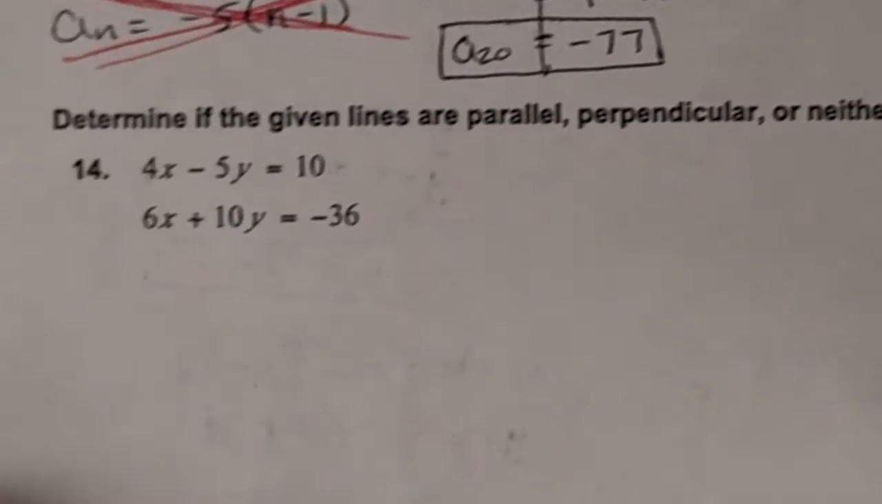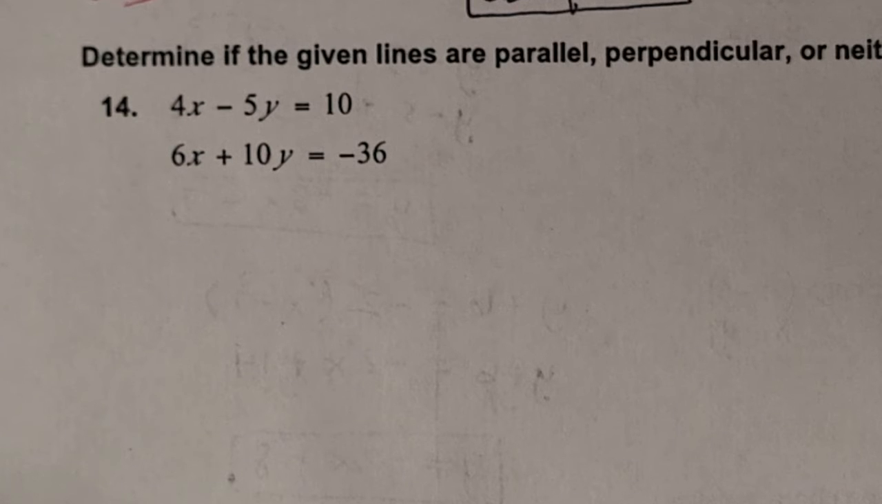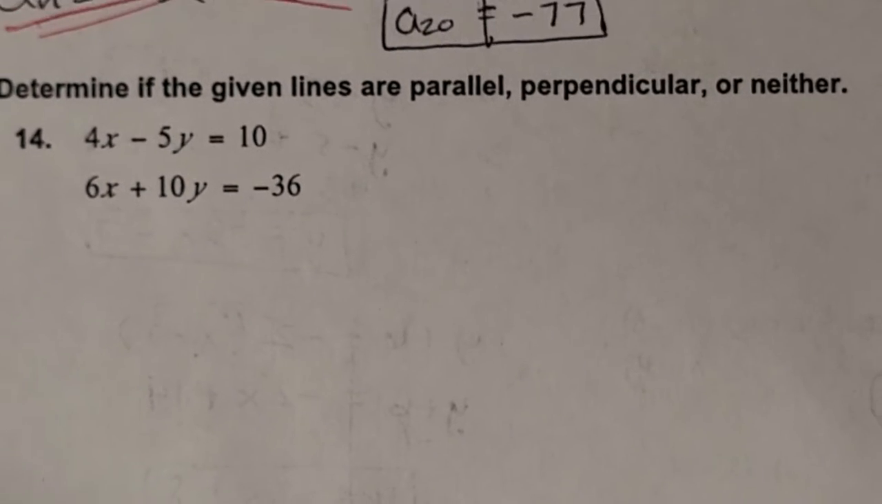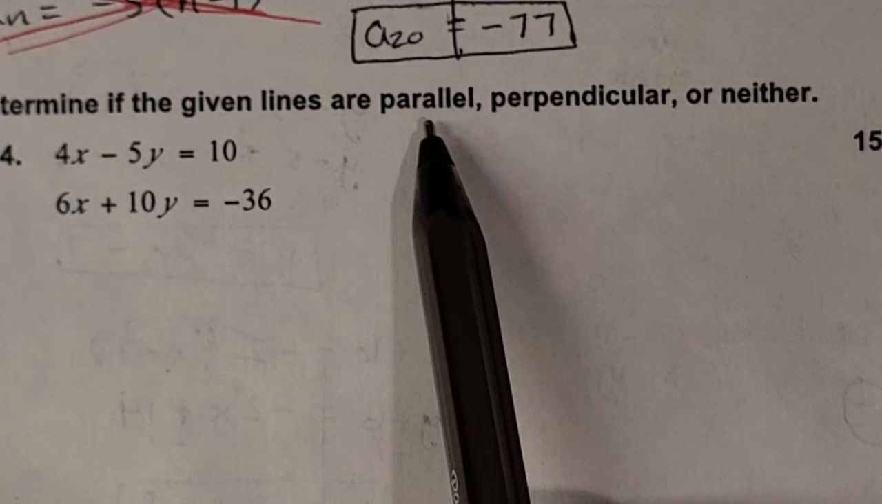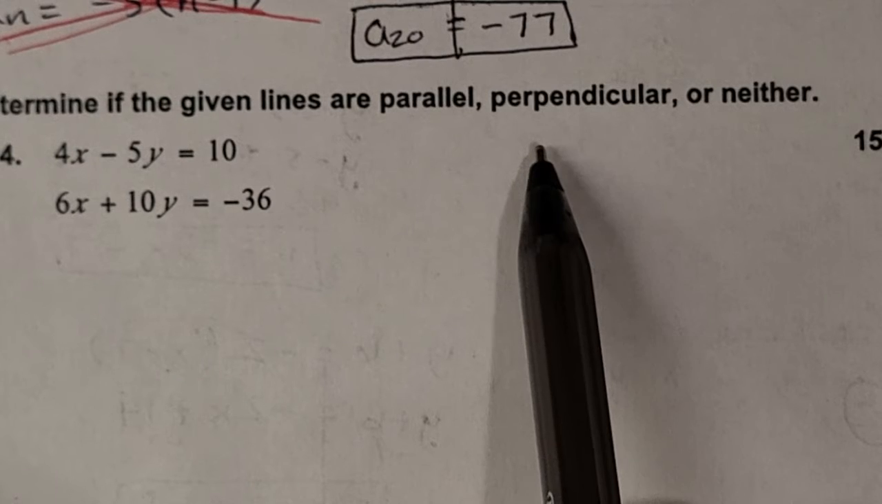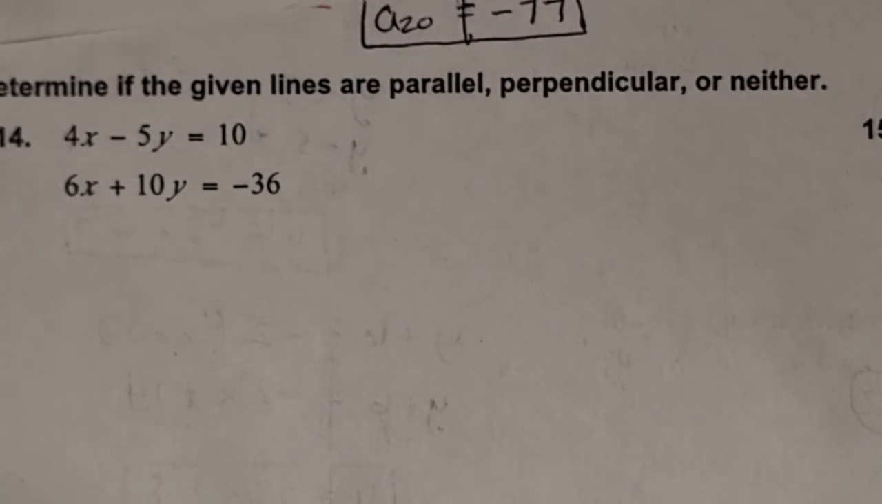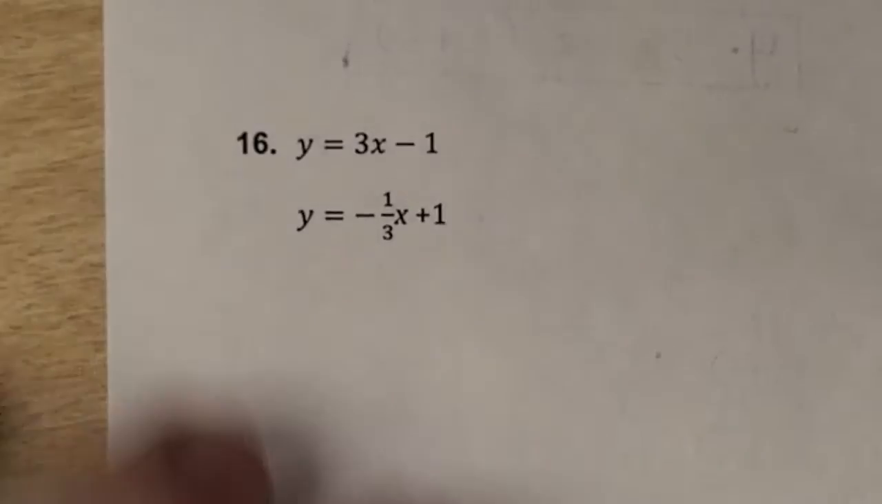All right, last section, 14, 15, and 16. Let's read instructions. Determine if the given lines are parallel, perpendicular, or neither. Recap, same slope for parallel. For perpendicular, they're opposite reciprocals, and neither means literally anything else. Okay. Again, I put these in kind of a weird order, so I'm actually going to do number 16 first.